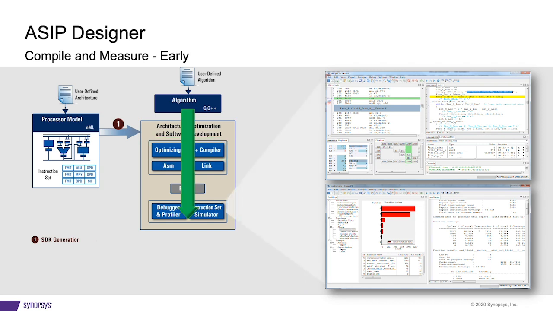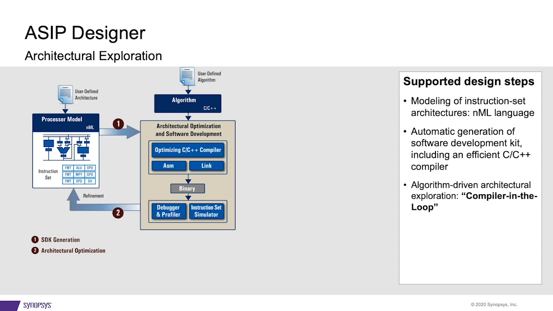Thanks to the immediate availability of the compiler, it is possible to use the real application code to profile the performance of the selected architecture and to identify the remaining bottlenecks, which then allows to go back to the NML model for an enhancement. We refer to this as the compiler-in-the-loop methodology, emphasizing the importance of an immediate availability of the compiler.